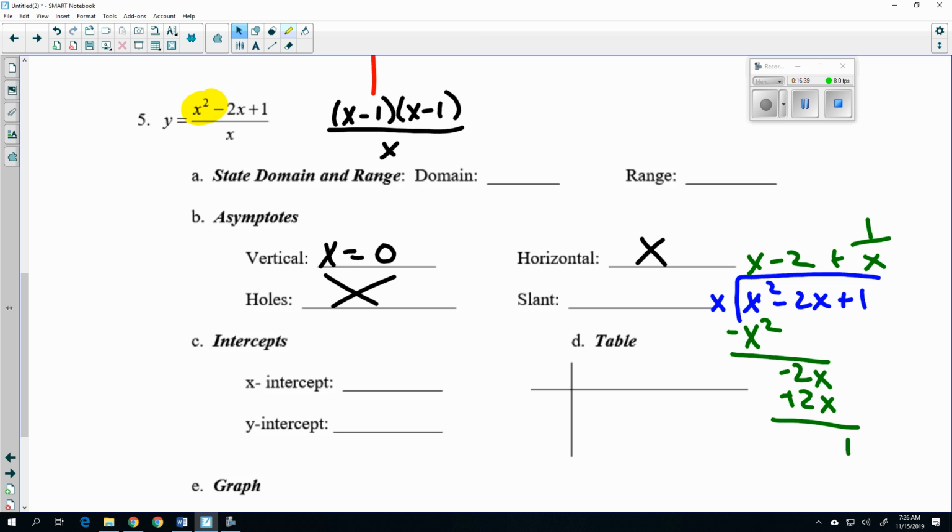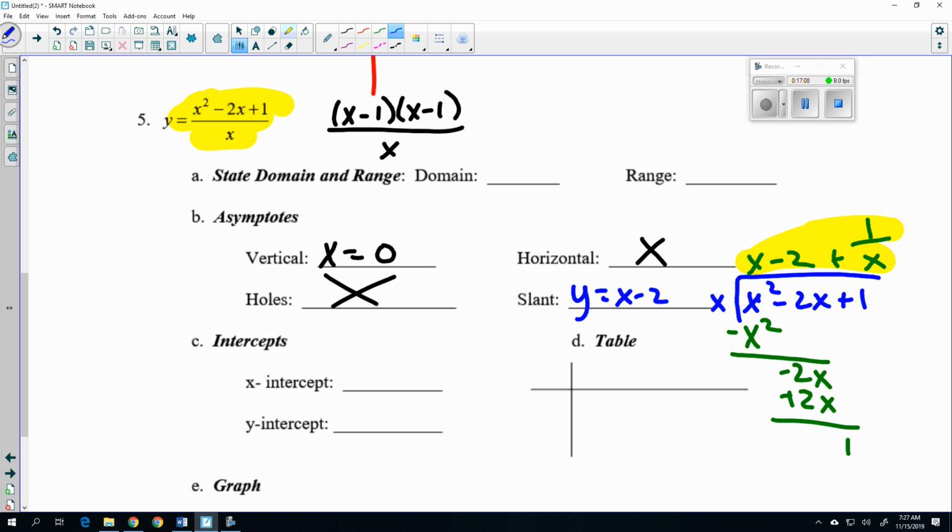Now, what you have to kind of realize is this entire function is this. It's just a different look. Remember, like we had parabolas and we put them in vertex form, standard form? It's exactly the same. So who's your slant asymptote? So that is your slant. So slant is y equals x minus 2. How else could I, well, we'll look at that later.